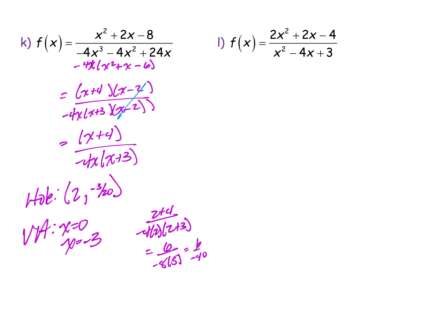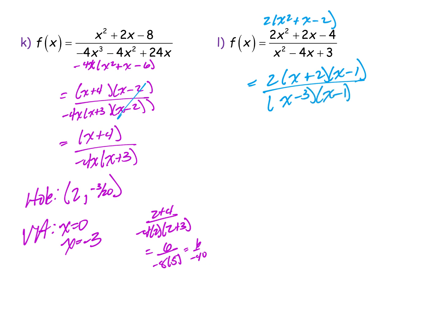And then f, I think I can factor a 2 out, and I'm going to get x squared plus x minus 2. So it factors to 2 times (x plus 2)(x minus 1) all over (x minus 3)(x minus 1).